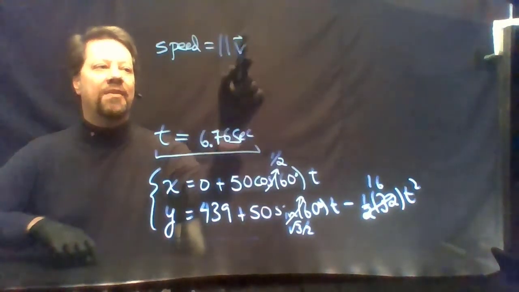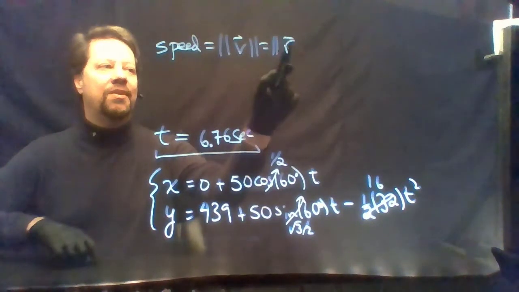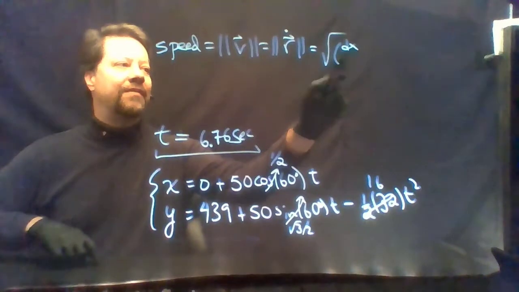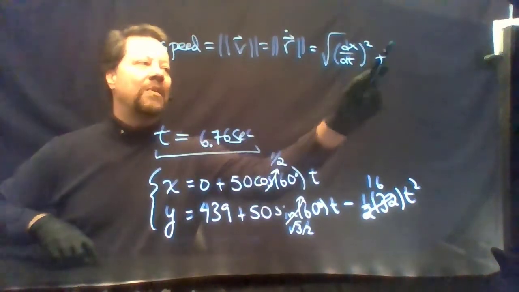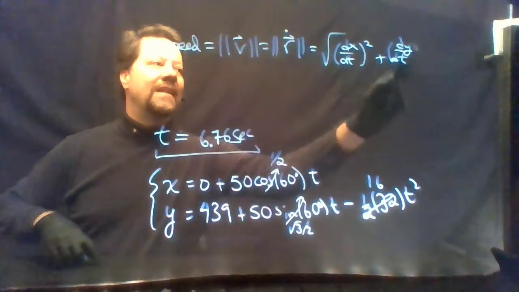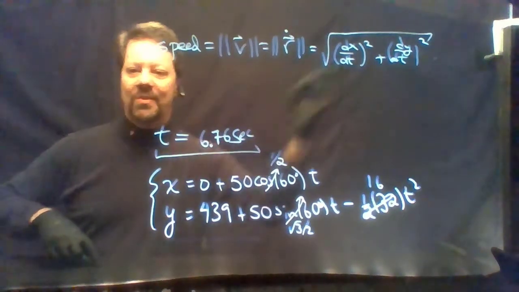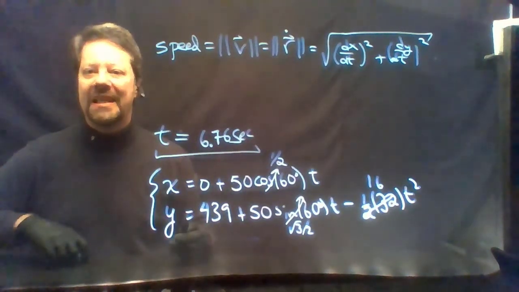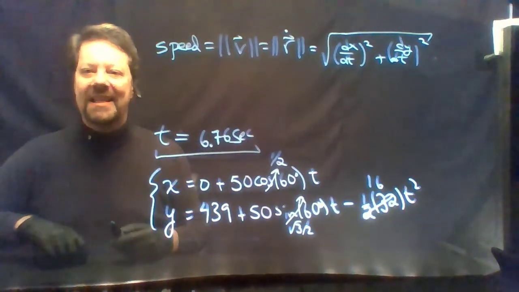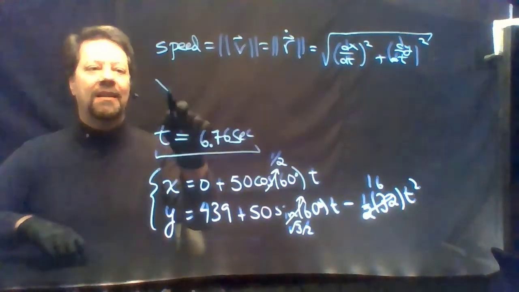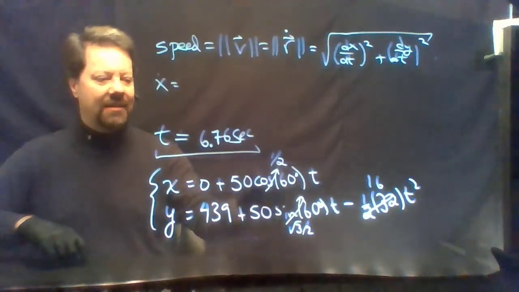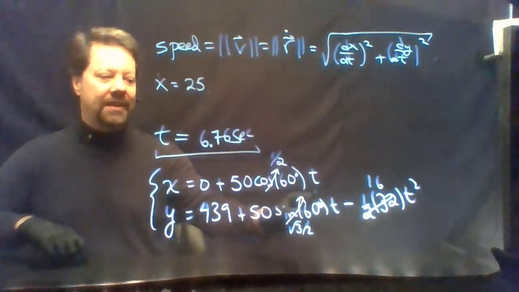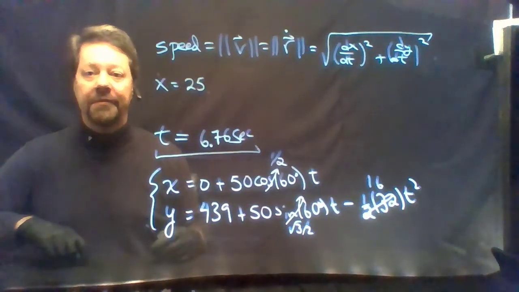The speed is the norm of the velocity vector, which is the norm of r dot. That's going to be the square root of dx dt squared plus dy dt squared. We need to calculate both of these derivatives and plug them into the formula for the speed and evaluate that at the time t. So x dot is the constant 25. When we take the derivative with respect to t, the derivative of t is 1.